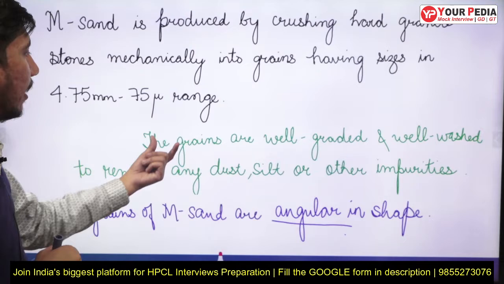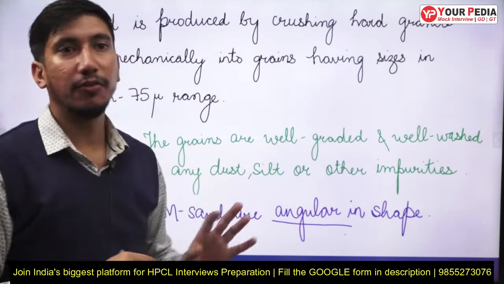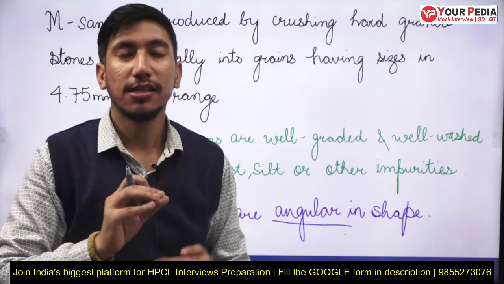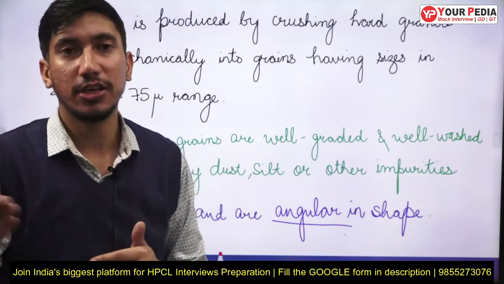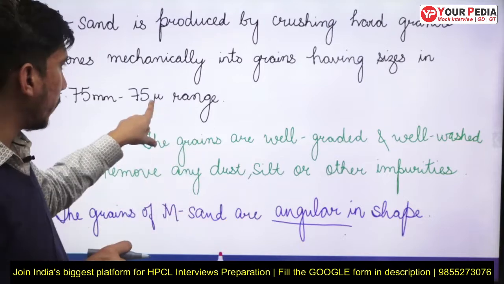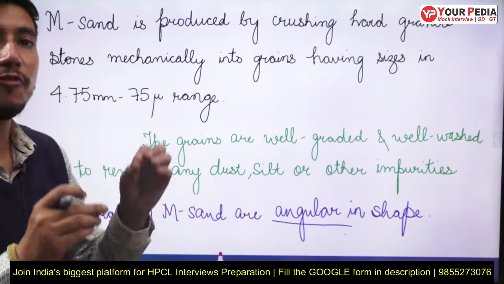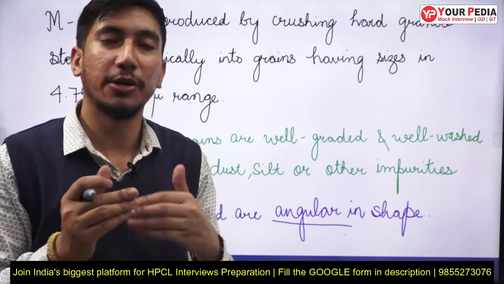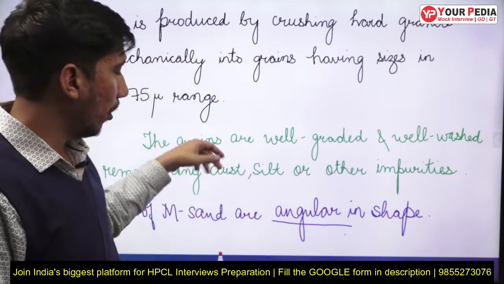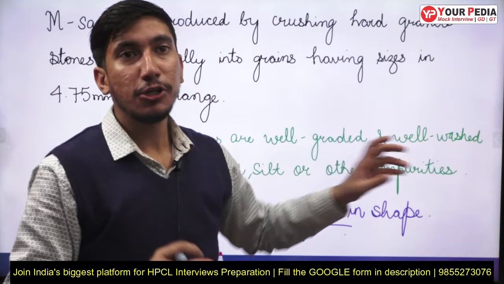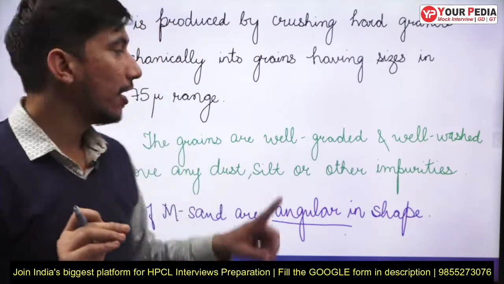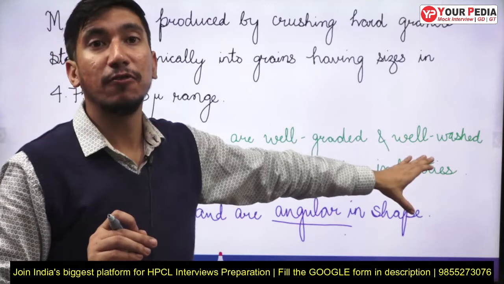Okay. Now these grains will be very well graded. We'll ensure that all the grains are not of the same size. Some grains are smaller in size, some grains will be larger in size, although they will lie only in this particular range. Some will be around this particular size, some around this size, and some in between, so intermediate sizes will be there also. So it will be very well graded. Moreover, it will be well washed, so that any rock dust and any impurities can be removed. So this sand is well graded as well as well washed.